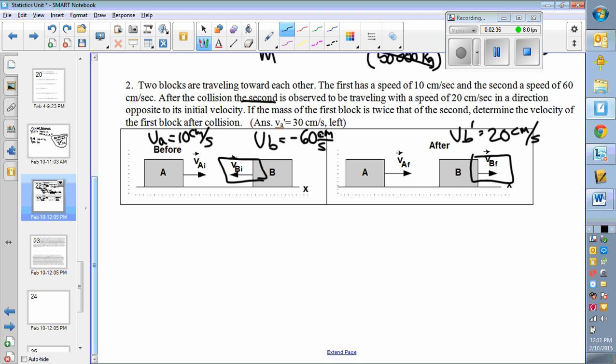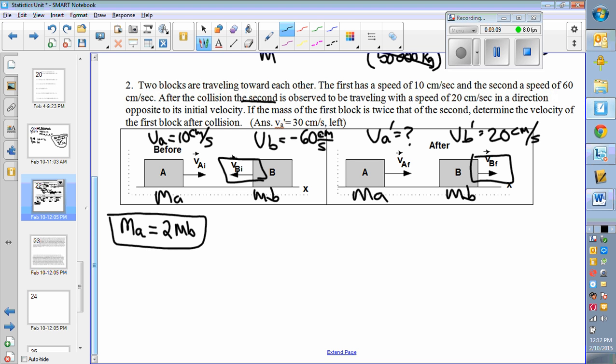The question wants to know, what is the velocity of the first block after the collision? We're looking for VA prime. Now, the only thing that makes this a little tricky is I did not tell you what any of the masses are, so you've got MA and MB. But I told you that the first block is twice the second's mass. So MA is twice MB. And this I can use later on in this question to help me out.